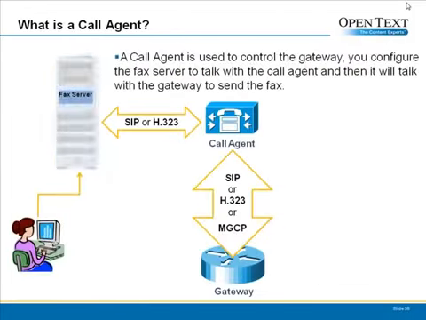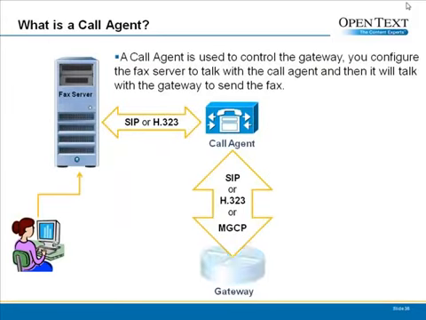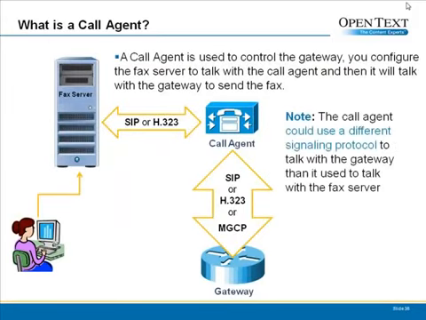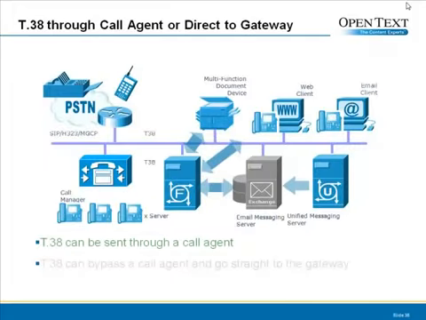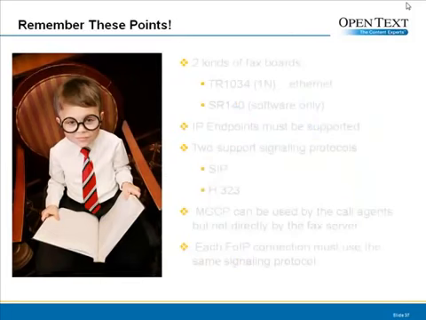If a company has many gateways scattered around their different locations, you'll probably find a call agent or gatekeeper to help manage all of the gateways. These devices talk to each other using a signaling protocol, which can be any of the three that I mentioned earlier. Fax server can be configured to use fax over IP, communicating either directly to a gateway or via the call agent. Let's go over a few important points to make sure that you have it all.